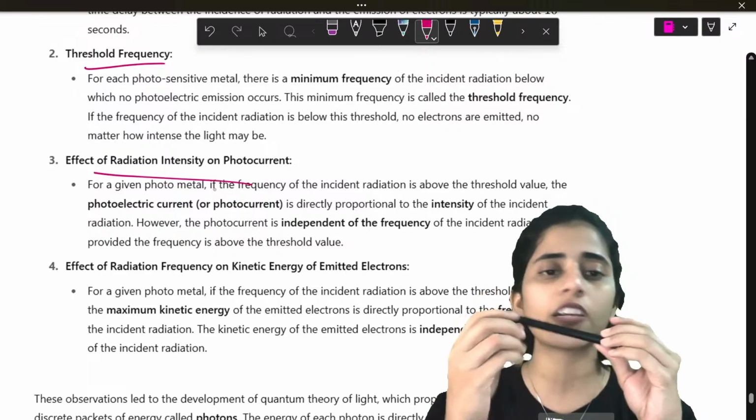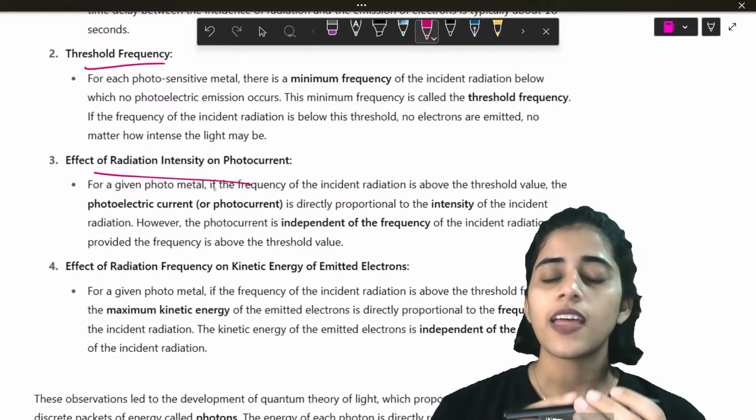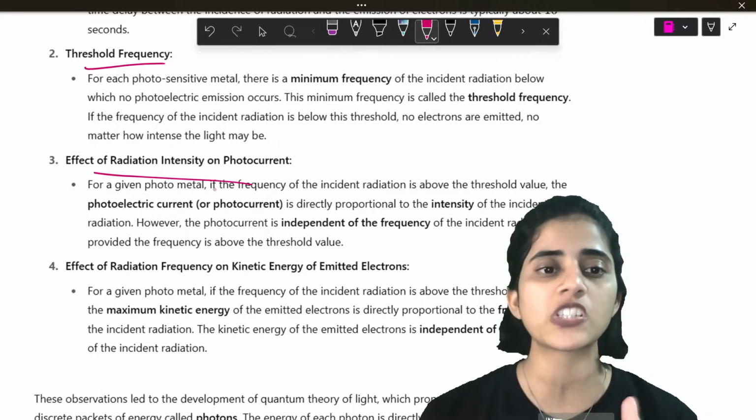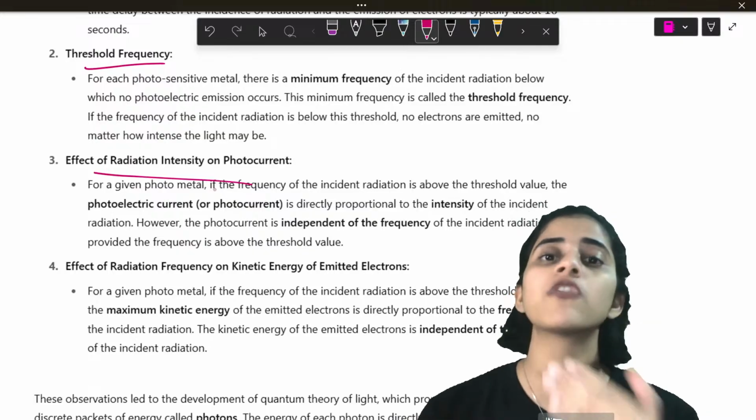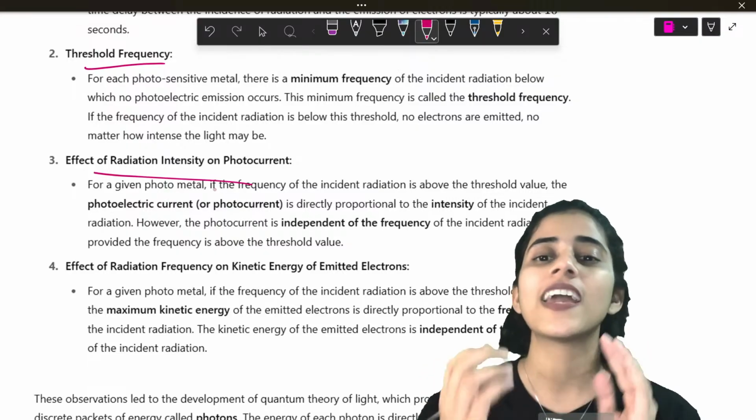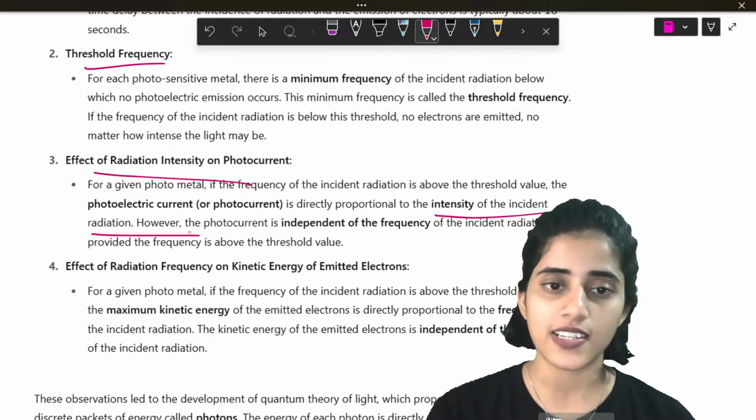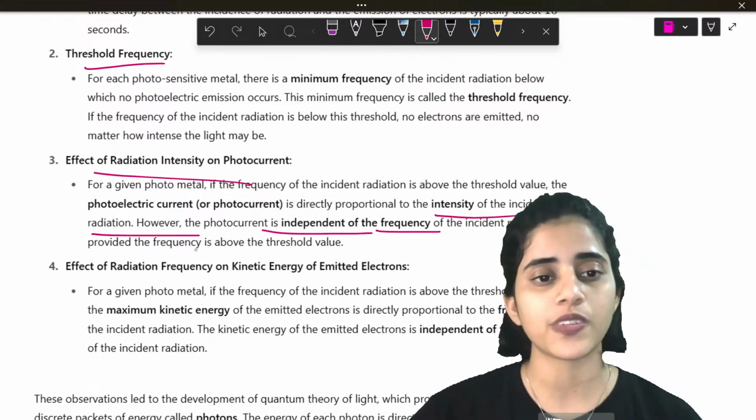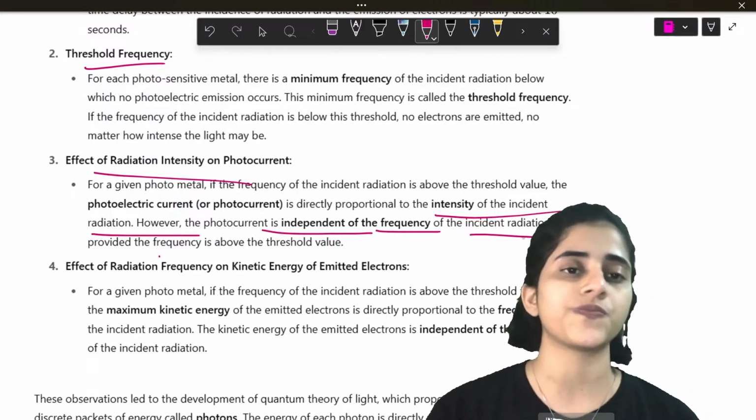And then effective radiation intensity and photocurrent. For any given photometal, if the frequency coming in is greater than the threshold, then the electron is emitted. This electron is responsible for photoelectric current, and the emitted electron responsible for photoelectric current is directly proportional to the intensity of incident radiation. And the photocurrent is independent of the frequency of incident radiation.